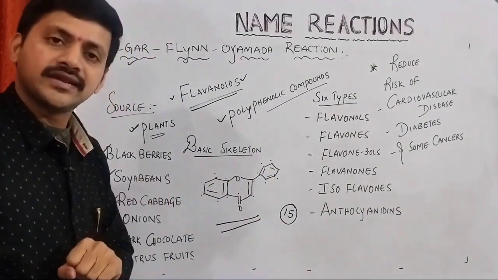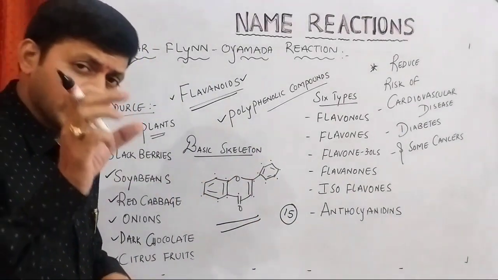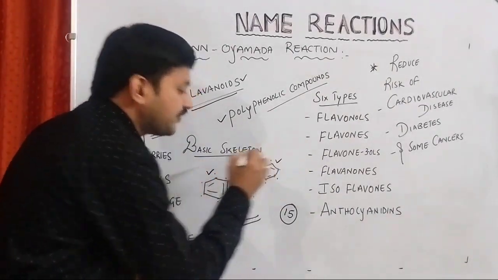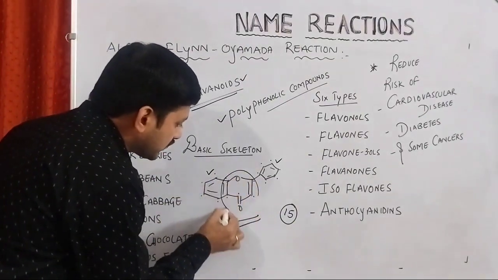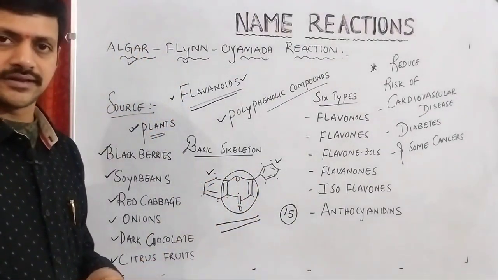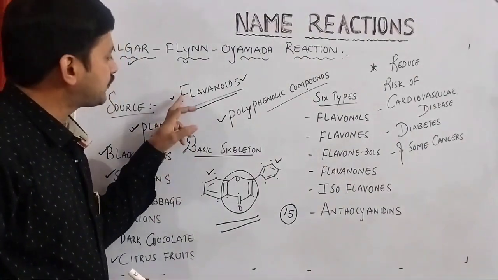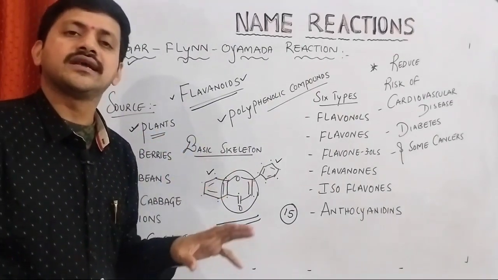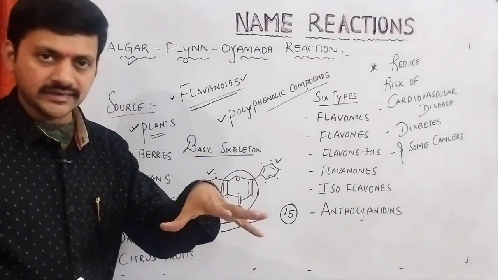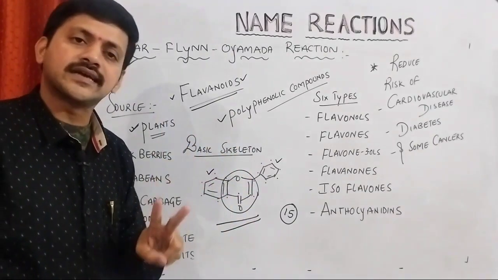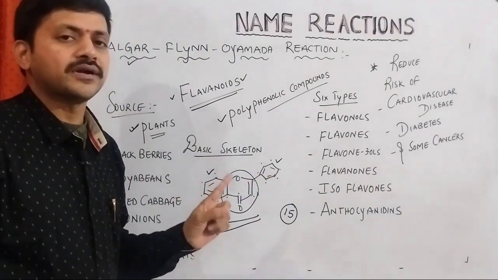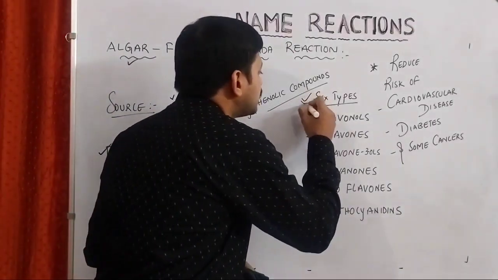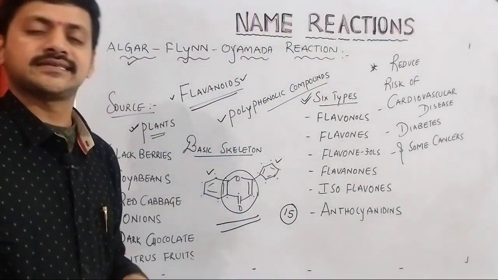That C15 carbon skeleton is arranged in 3 different rings: one phenyl ring, a second phenyl ring, and one heterocyclic 6-membered ring. So, the basic skeleton of the flavonoid moiety contains 15 carbon atoms, all arranged in the form of 3 rings. Out of the 3 rings, 2 are phenyl rings and one is the 6-membered heterocyclic ring. Clear?